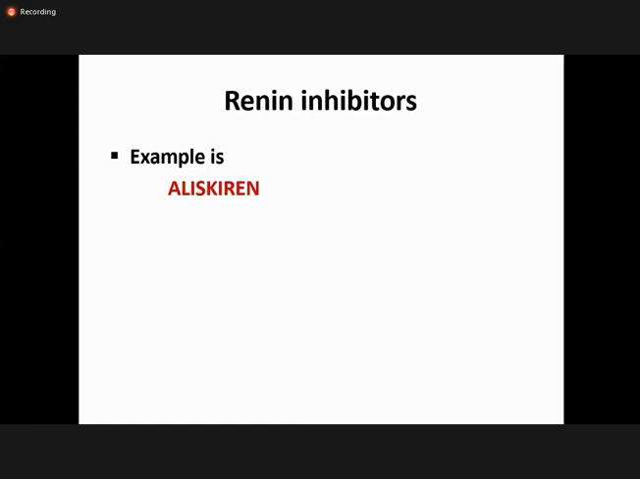So why are we interested in inhibiting the renin activity? Because renin is responsible for converting angiotensinogen into angiotensin I, and there is an activation of a system that we label as the renin angiotensin aldosterone system. So if we inhibit this renin, we can inhibit this renin angiotensin aldosterone system. So the renin inhibitor aliskiren is a very important example.